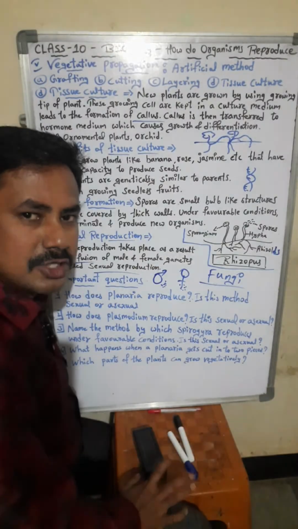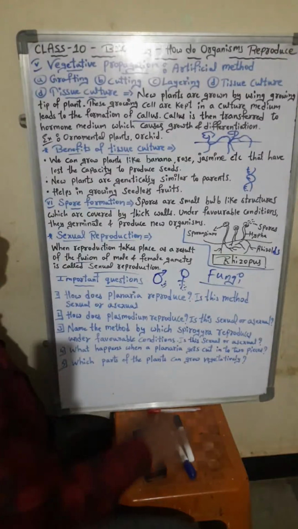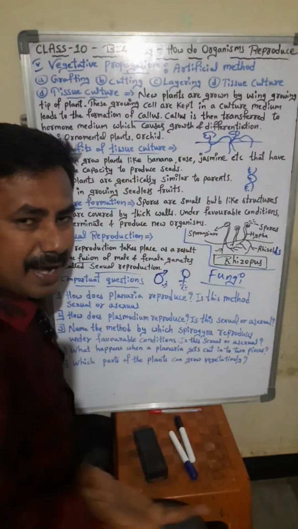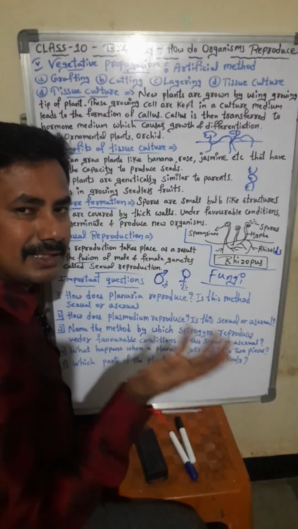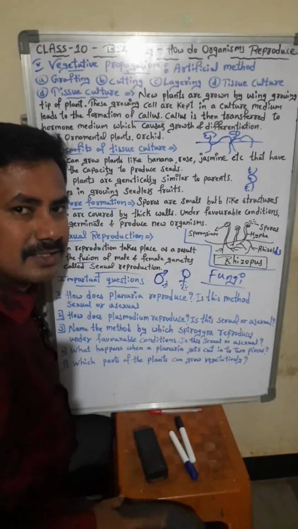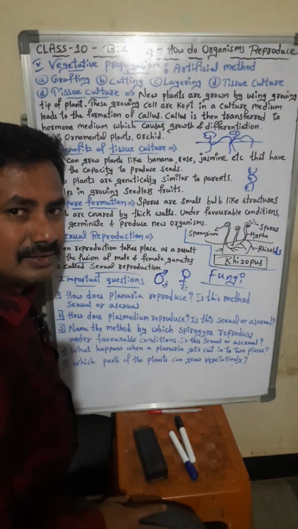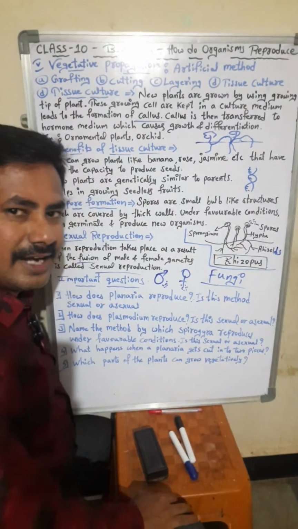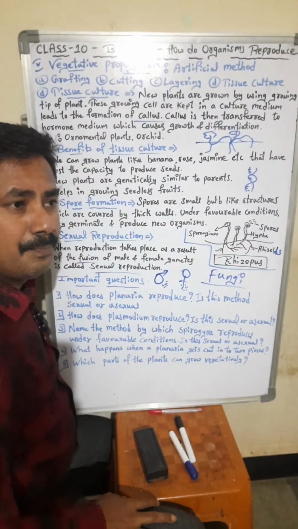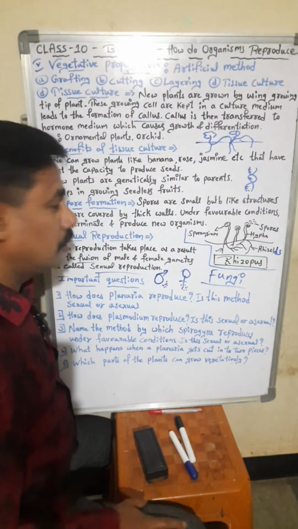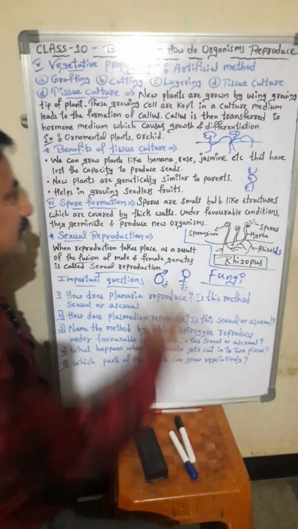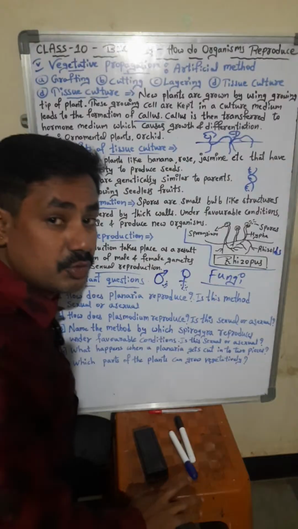Examples are ornamental plants, orchids. What are the benefits of tissue culture? We can grow plants like banana, rose, jasmine, etc., that have lost the capacity to produce seeds. Second, the new plants are genetically similar to the parents. And third, it helps in growing seedless fruits. This is about the benefits of tissue culture.